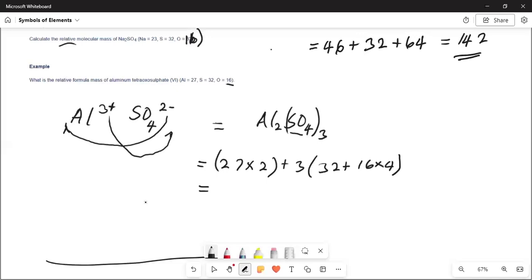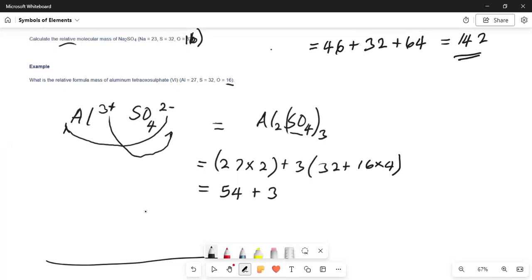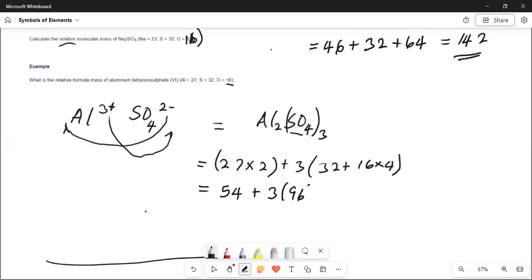So that 27 times 2, that will be 54. Then plus 3 times, 16 times 4 is 64, plus 32 rather. 64 plus 32 is 96. So 3 times 96. Again, let me explain that. This 3 here, because this 3 is outside the parenthesis, it's affecting everything enclosed in the parenthesis.